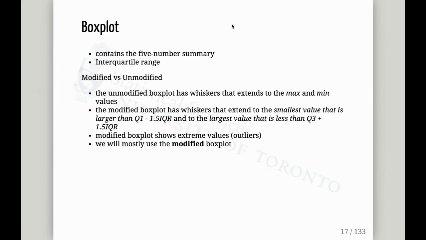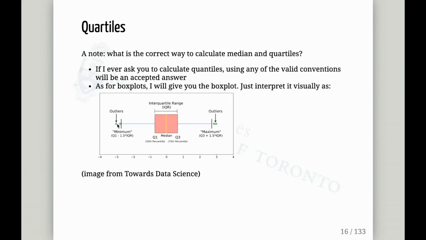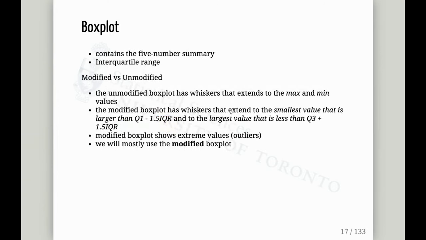So the box plot contains the 5-number summary, and it also shows you the interquartile range. This is important, and it was on your quiz, so you should have that by now. There are 2 types of box plots, the modified and the unmodified box plot. The unmodified box plot has whiskers that extend all the way to the max and min. So if I go back, it would go all the way up to here, and all the way up to here. But for our class, I will mostly use the modified box plot, which has whiskers that extend to at most Q1 minus 1.5 times the IQR and Q3 plus 1.5 times the IQR. Modified box plots are good because they show the extreme values very visually.